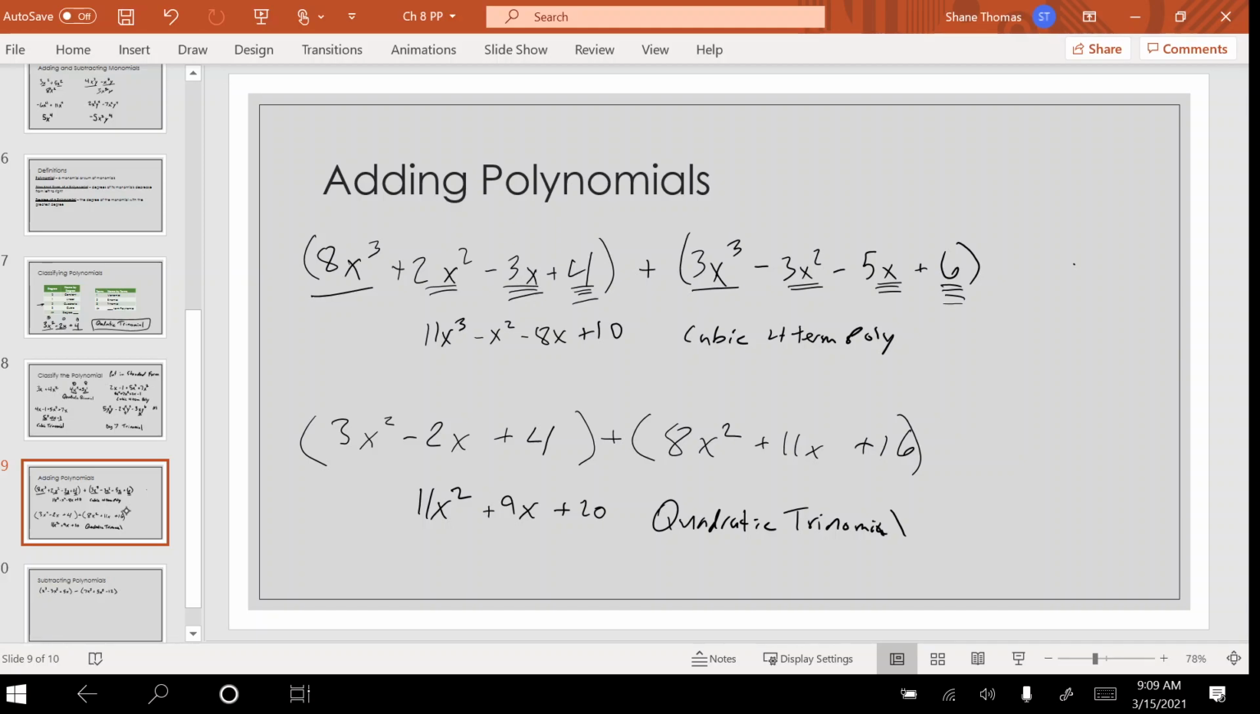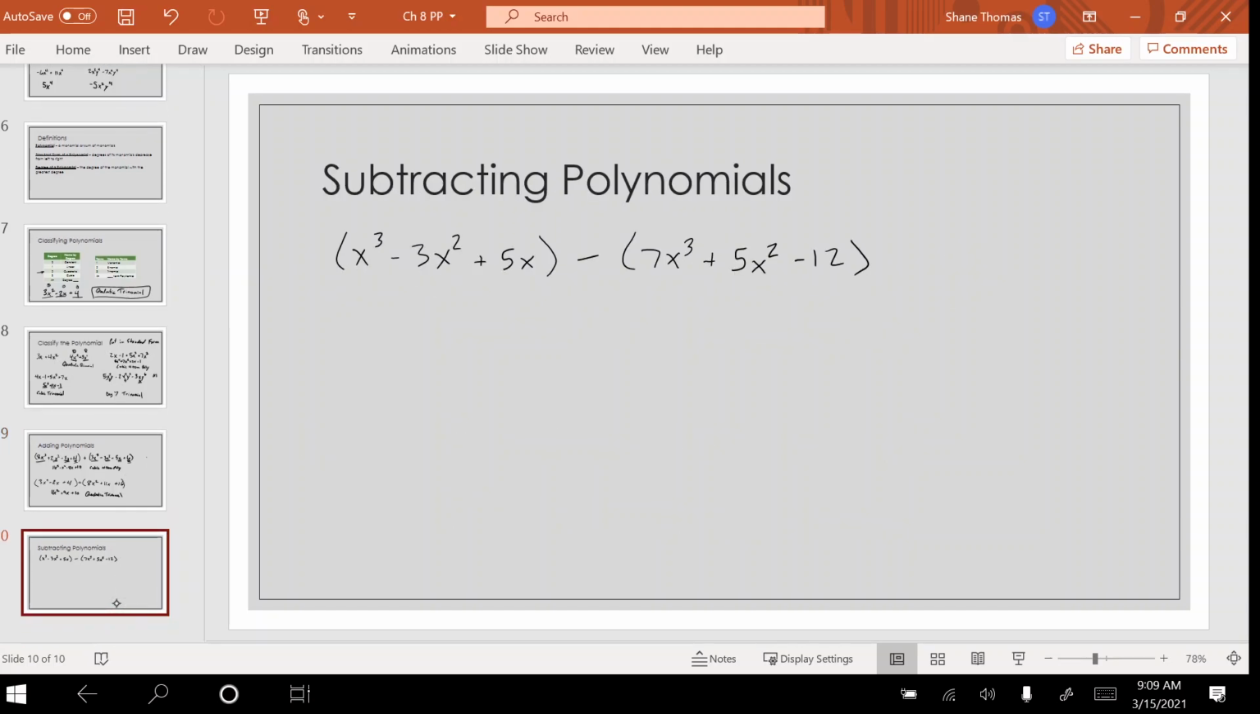All right, combine like terms. Now, last one of the day, subtracting polynomials. Now, there's a couple different ways you can do this. I mean, you can write them old school, like you write one over top of the other. I don't like to do that. Here's what I like to do.